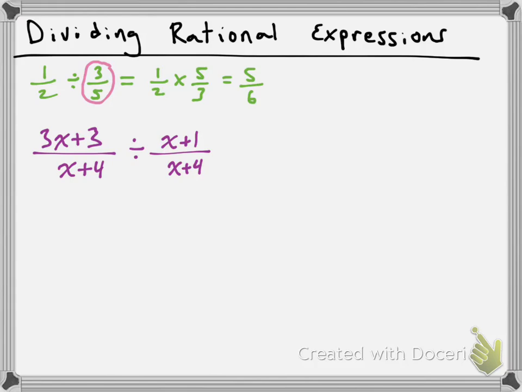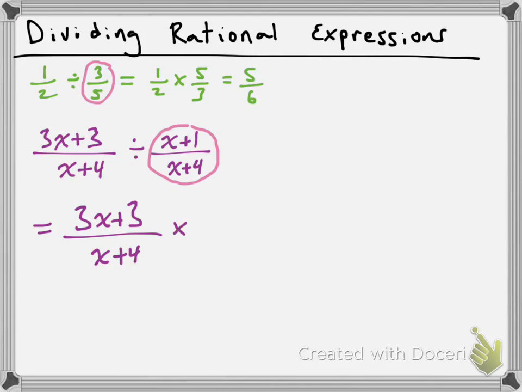So I'm dividing these two rational expressions, and to do that I'm going to perform a little trick. We're going to turn it from a division question into a multiplication question by first identifying that we are dividing by x plus 1 over x plus 4, and we're going to take the reciprocal of that. So that's going to turn into 3x plus 3 over x plus 4, now multiplying instead of dividing, and what we're multiplying by is the reciprocal of x plus 1 over x plus 4, which is x plus 4 over x plus 1. So now we have a multiplying rational expressions question that we've created out of that.